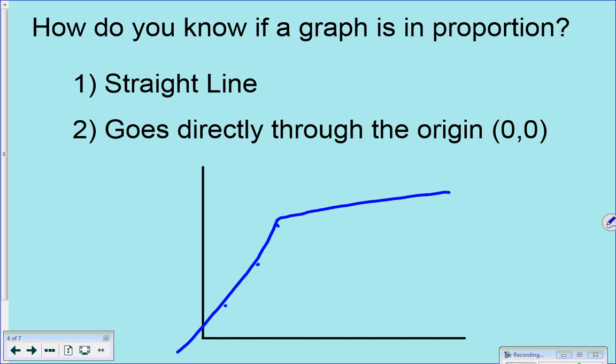So you might want to know these two things. If a graph is in proportion, it will be in a straight line. So, look for a straight line. That's how to know something's in proportion. And that's why it's important to use that straight edge or that ruler to connect your dots. It's like this, not in proportion. It will be a straight line.